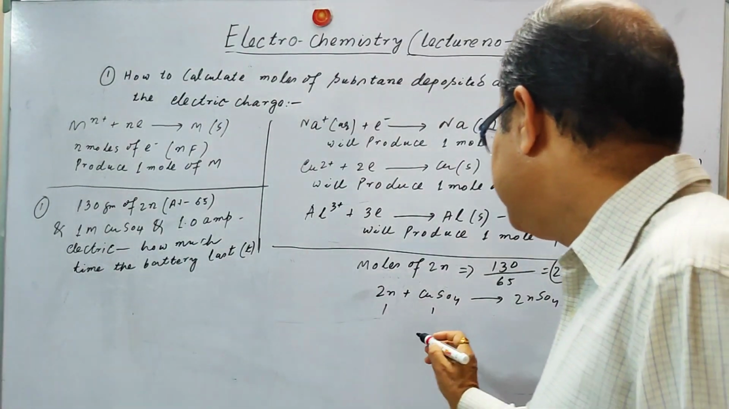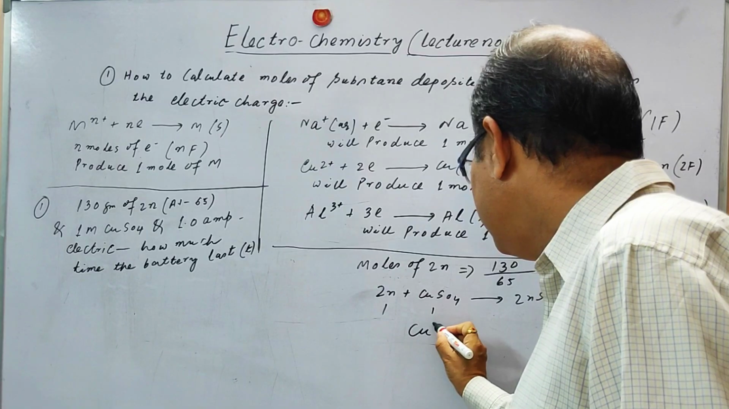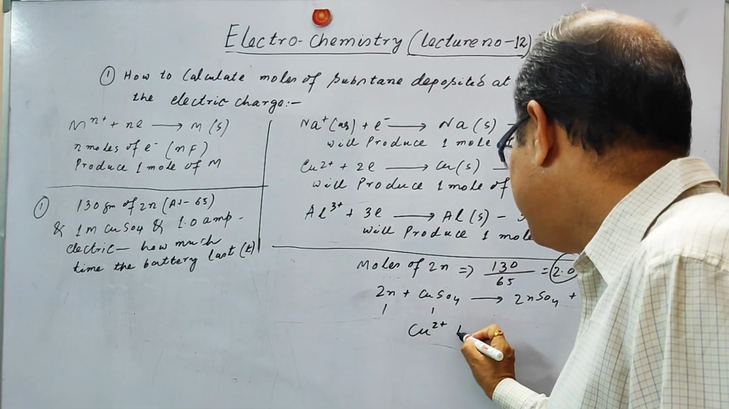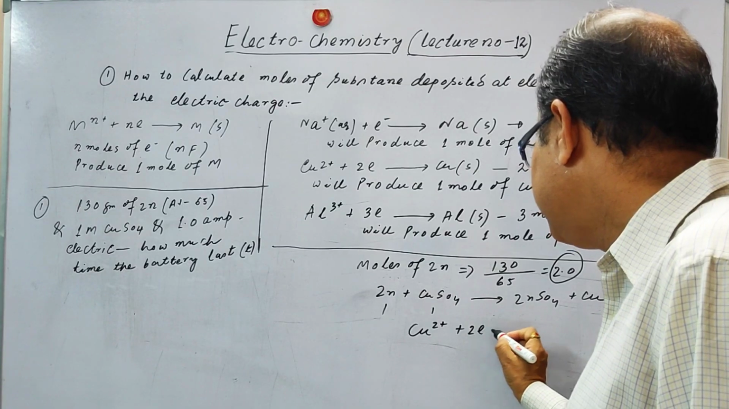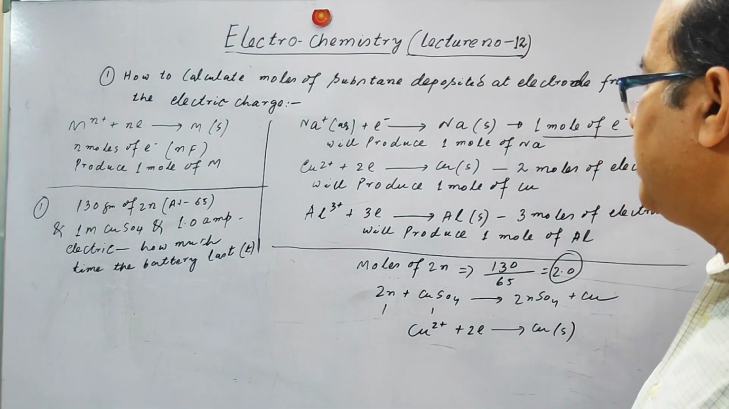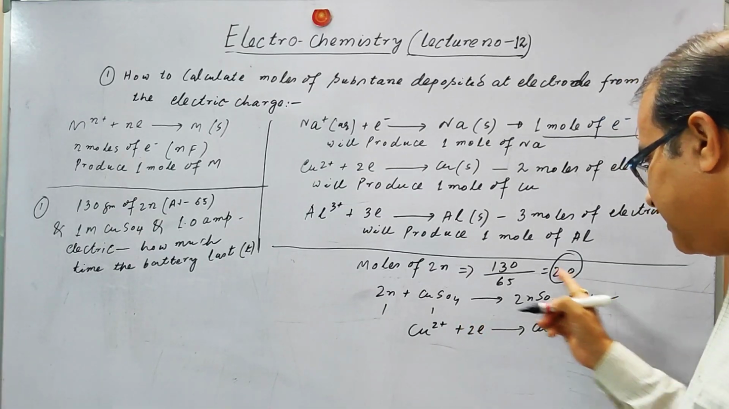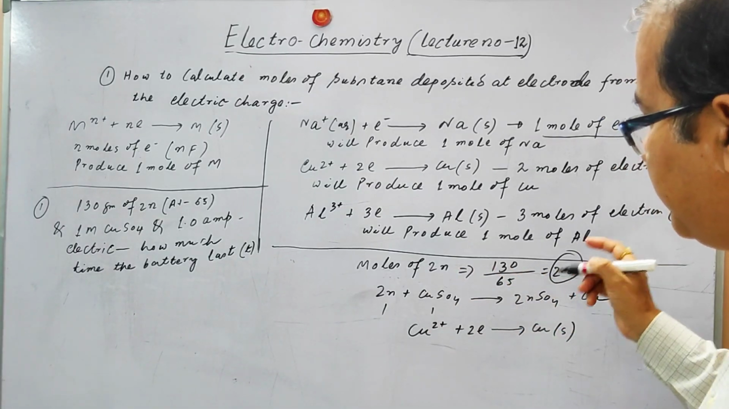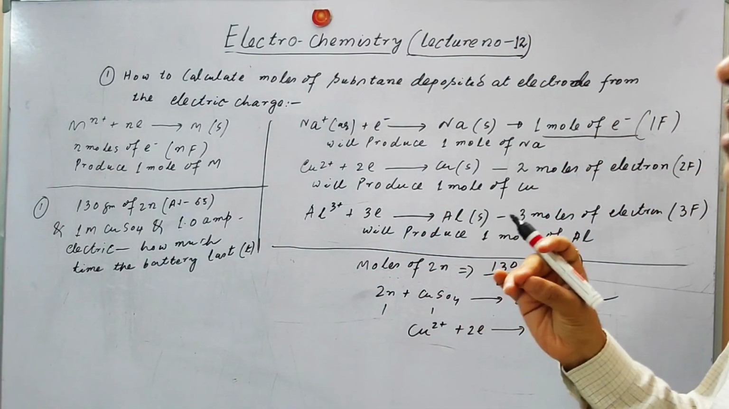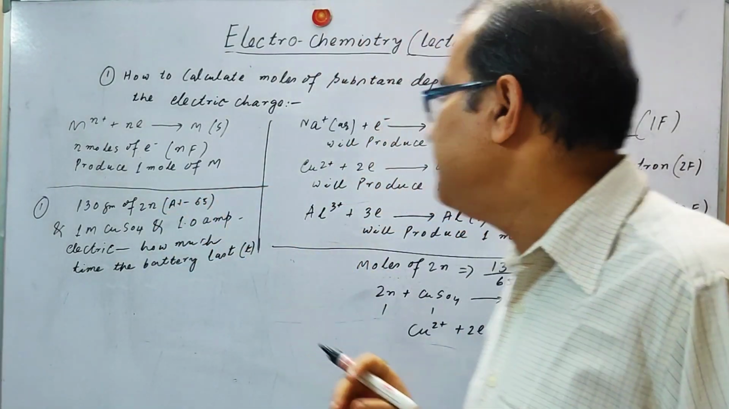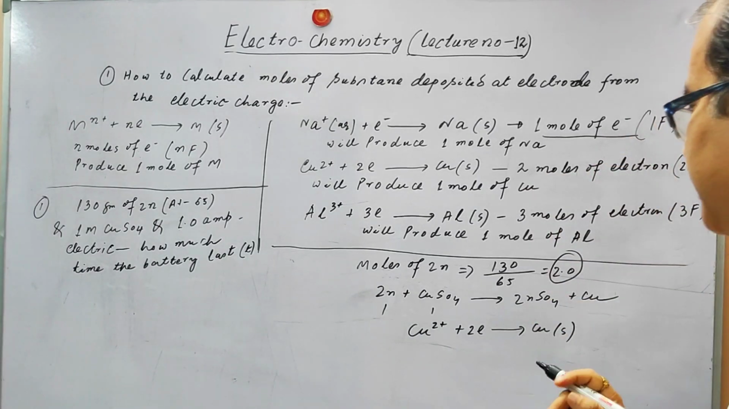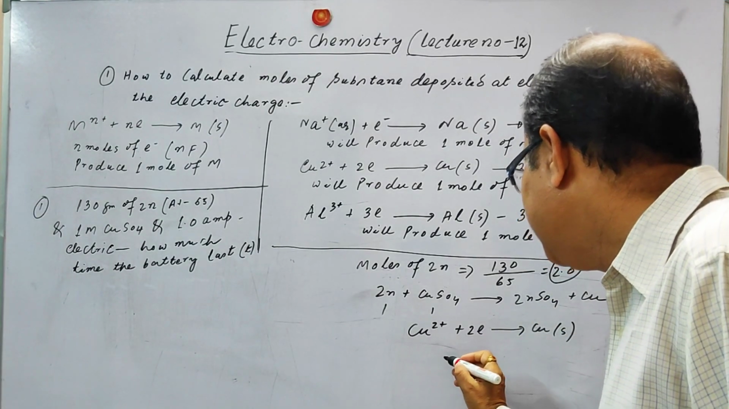You can easily say that copper ion will be reduced, and for this we know 2 electrons are required. So here, we need 2 Faraday of electricity to deposit 1 mole of copper. That is, we have 2 moles of electrons with 2 Faraday of electricity. So we will just write this.